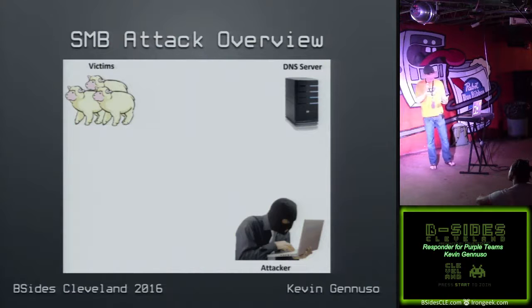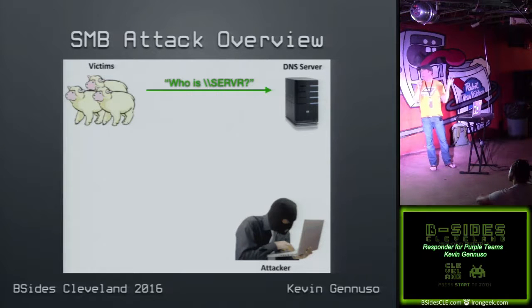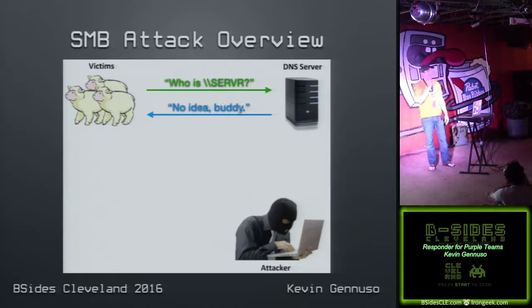Of course, in any good attack scenario, you have to have a bad guy wearing a ski mask and a tie and typing with one hand. But the way it works is the victims go to their DNS server and they say, hey, who is whack whack serve R? So somebody mistyped. They meant to go to server and they mistyped and typed serve R. Well, the DNS server is going to say, I have no idea who you're looking for, buddy. I don't have an entry for that.